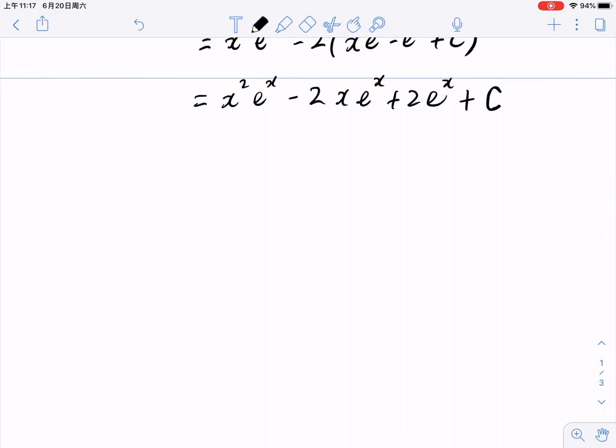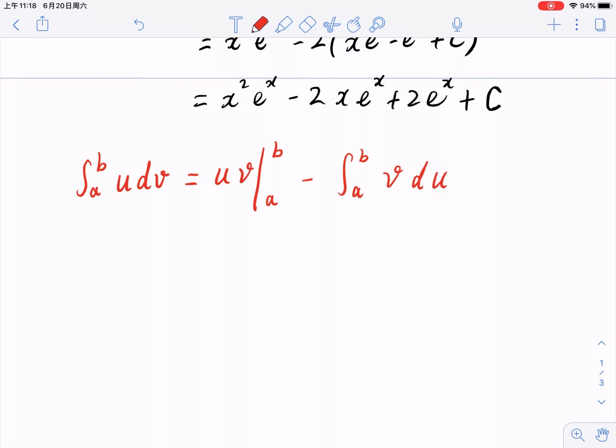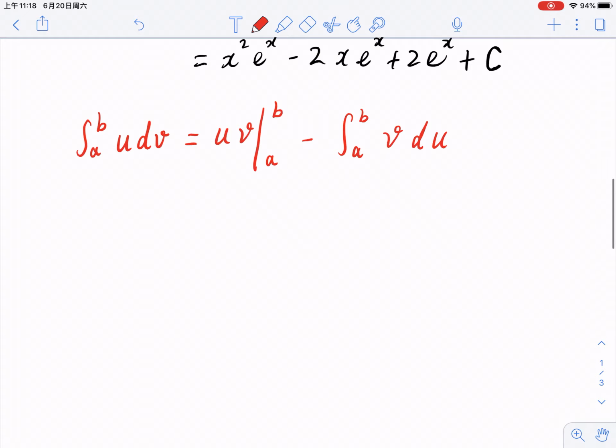Now let's move to another part. Integration by parts also works for definite integrals. For the definite integral, the formula is the integral from a to b of u dv is equal to uv evaluated from a to b, minus the integral from a to b of v du. This is the integration by parts formula for the definite integral. Now let's do an example.